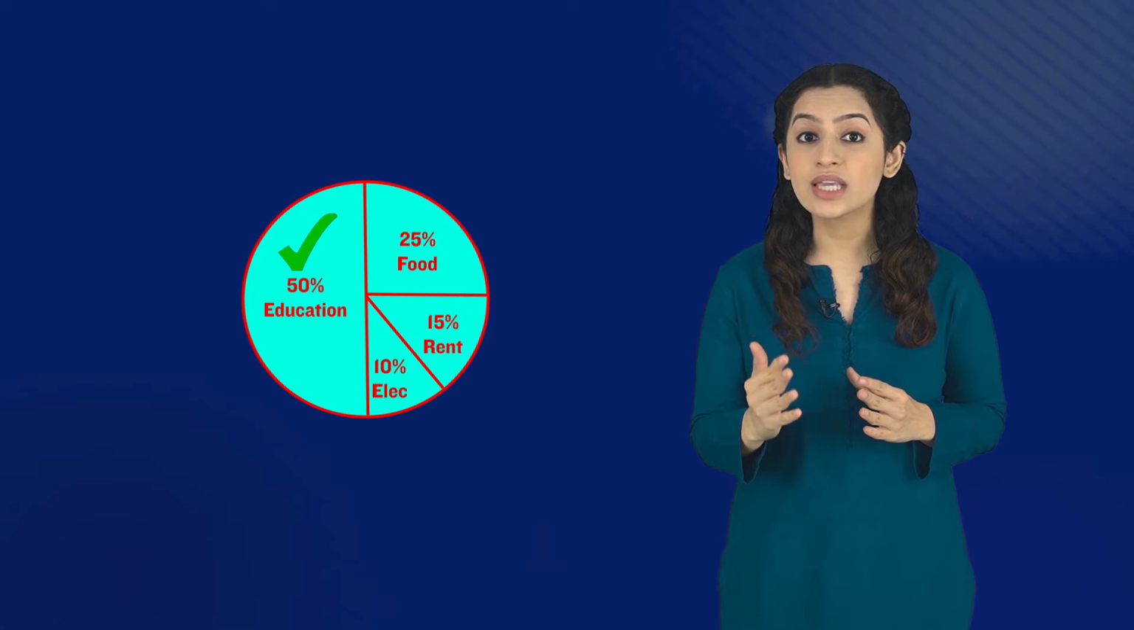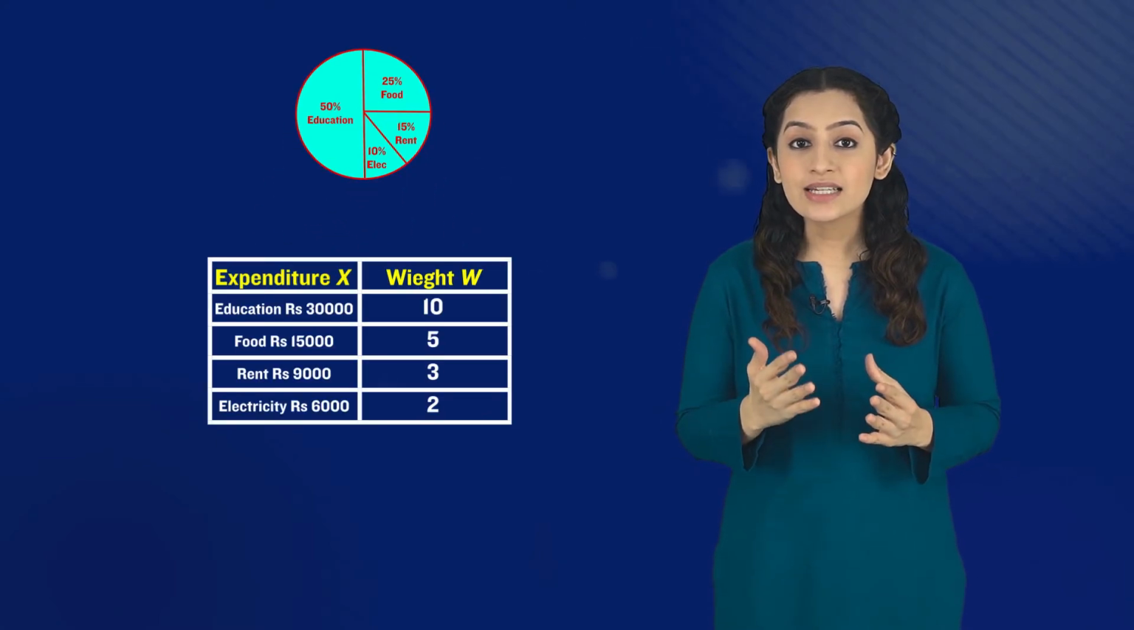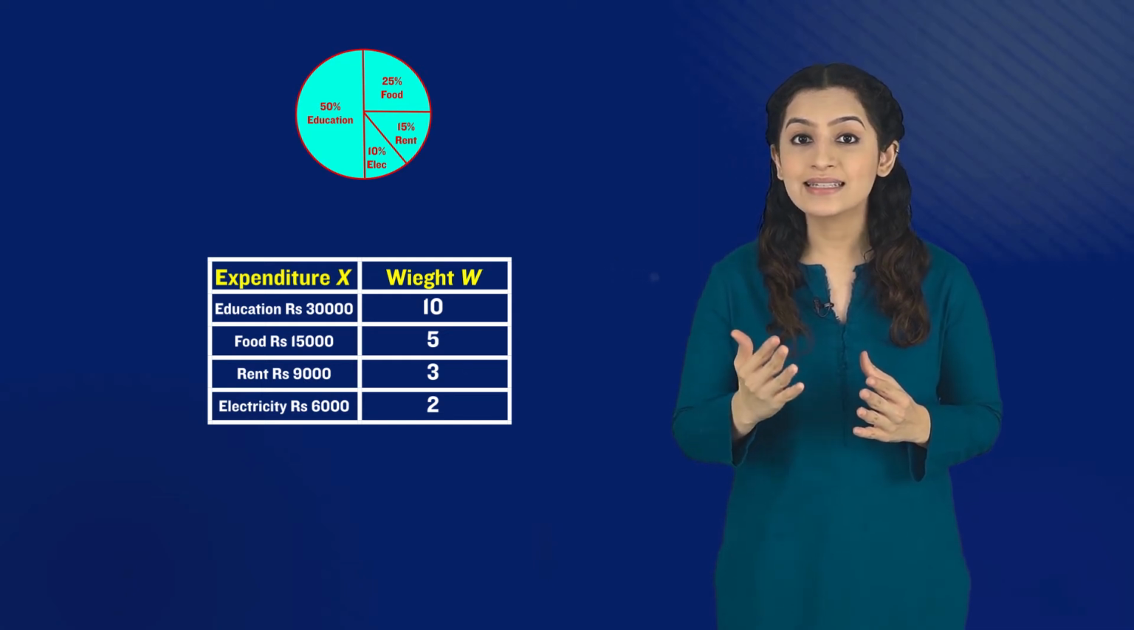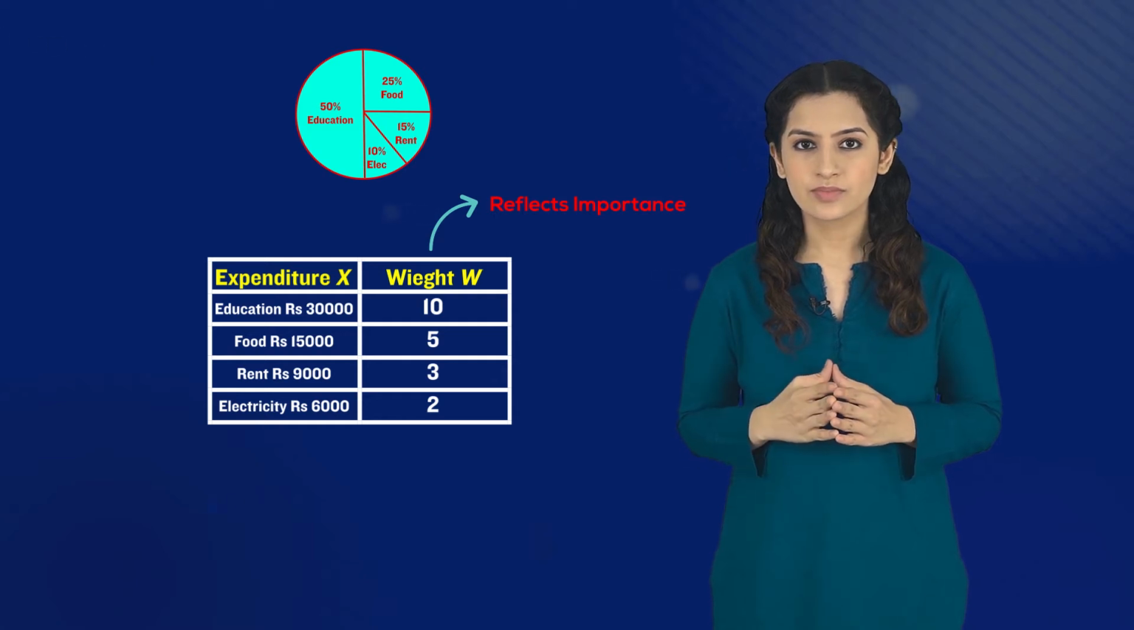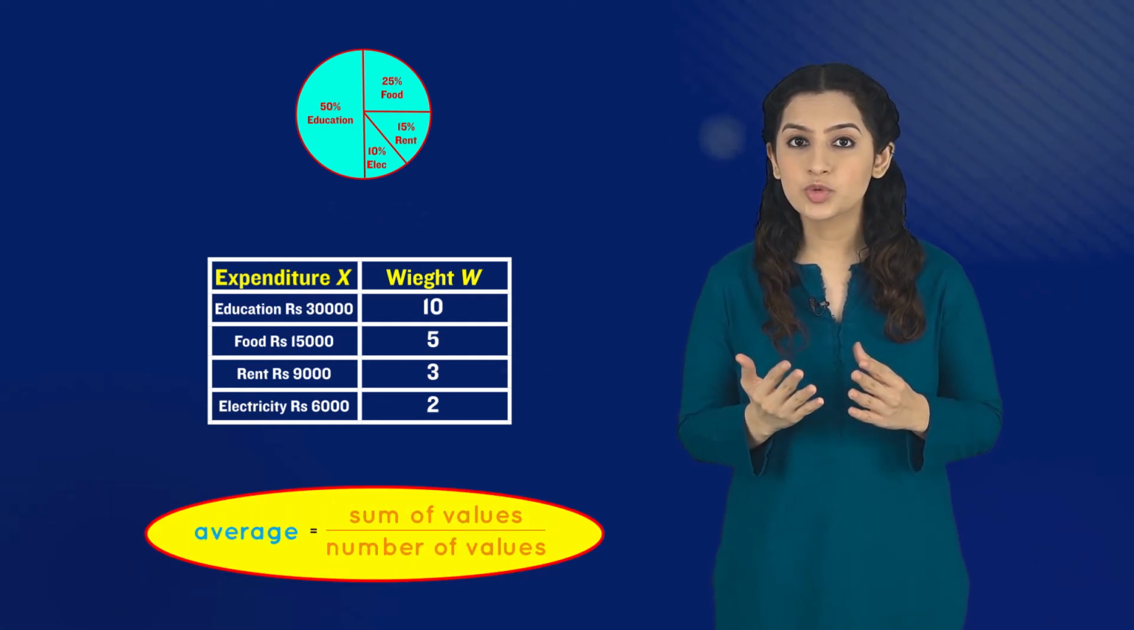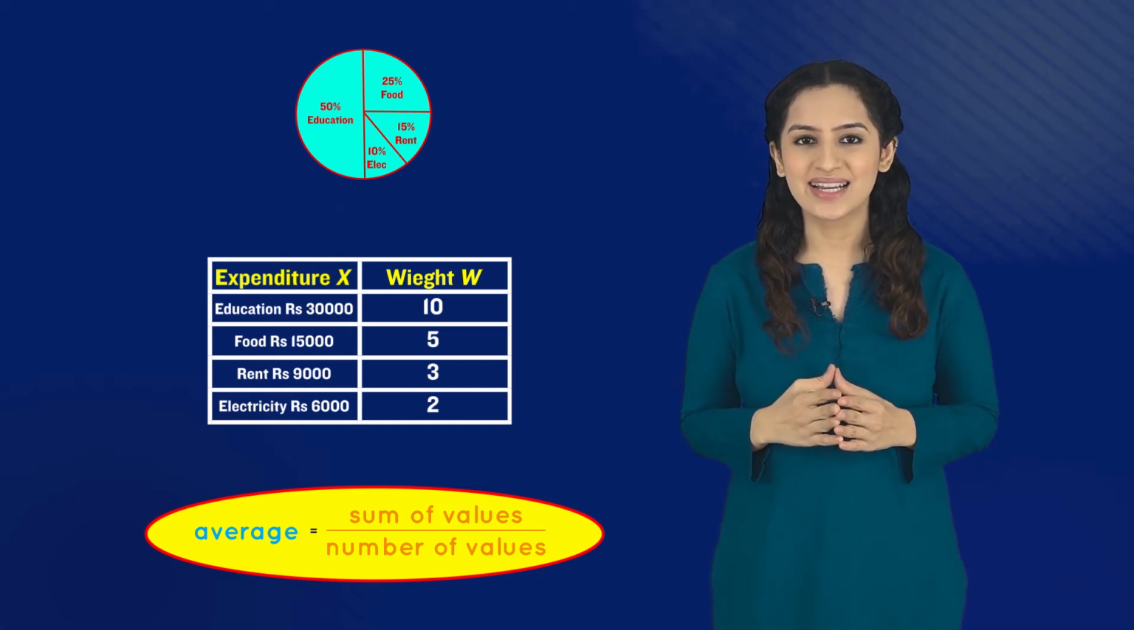Now, if you look at this data, you can see that more importance is given to education than to rent, electricity or food, as it should be. Such data where importance of each observation varies is called weighted data, where the weights reflect the importance of each observation. So, in this case, the simple arithmetic mean, which we previously learned, will not work.